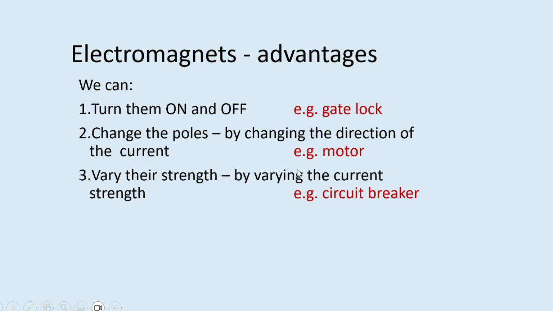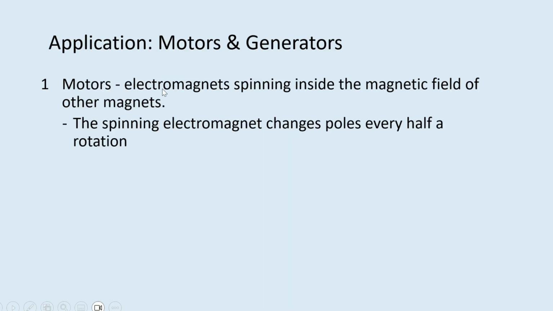That's happening all the time in a motor, and you can vary its strength by varying the current, and that's how circuit breakers switch off. So motors are basically electromagnets spinning inside the magnetic field of others.